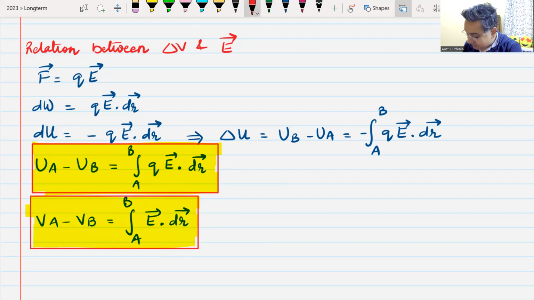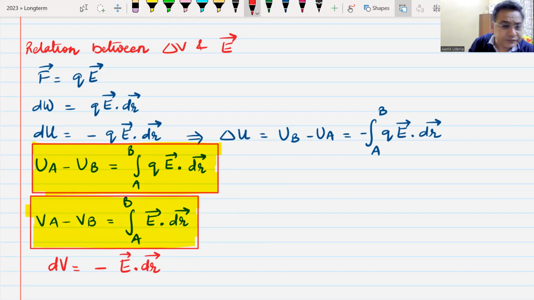You can also write this equation in this fashion: dV is minus E dot dr. Yes or no? Yes, sir. Have you noted this down? Yes, sir. Once you have noted this down, then we can move ahead.